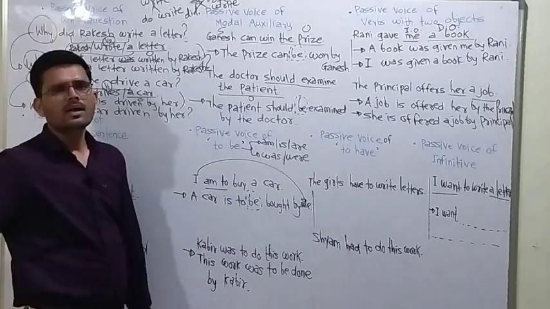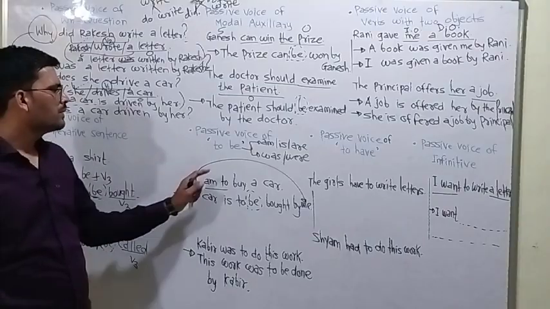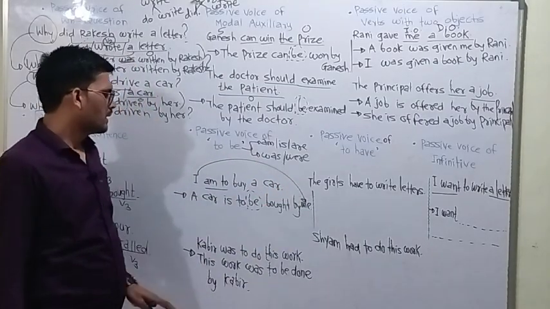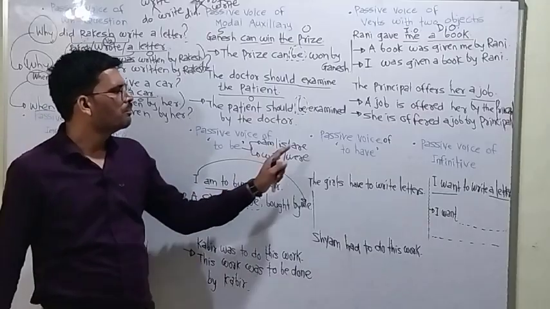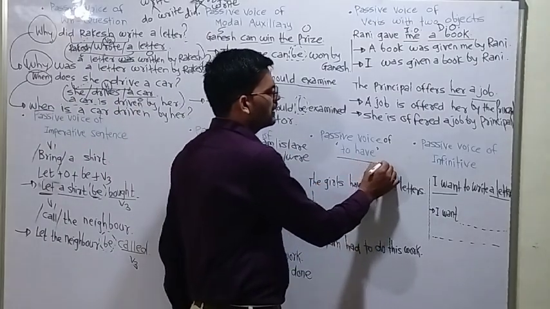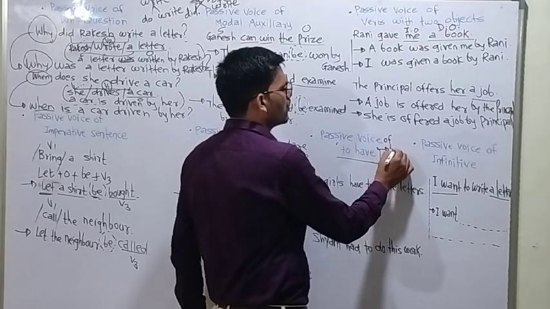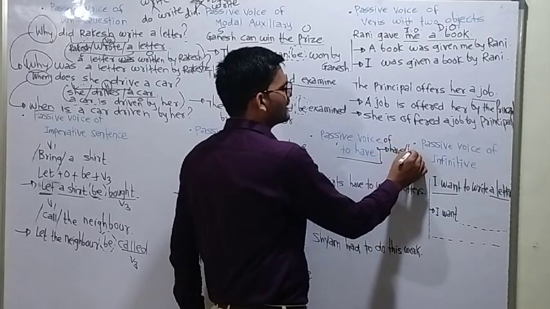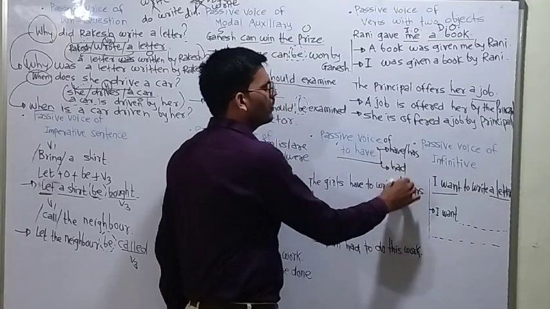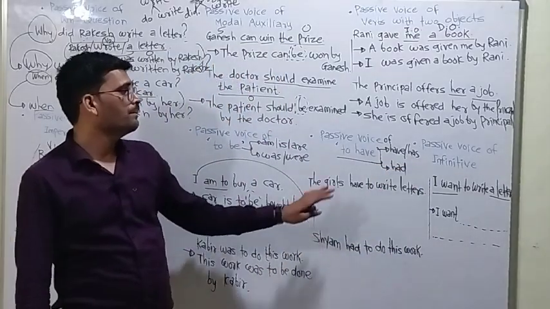So that is the passive voice of to be. Okay, in present, to be is am, is; in past, to be is was, were. Okay, and then the new concept is the passive voice of to have. What is to have? In present tense there is have, or has. Okay, and in past tense there is had. Okay, passive voice of to have.